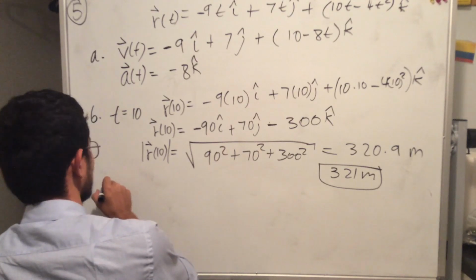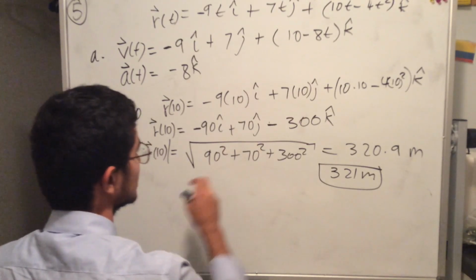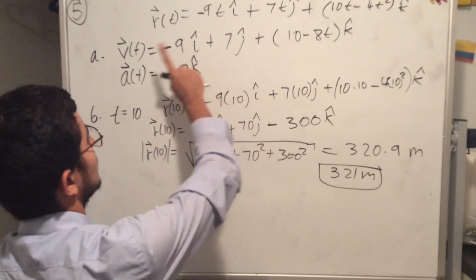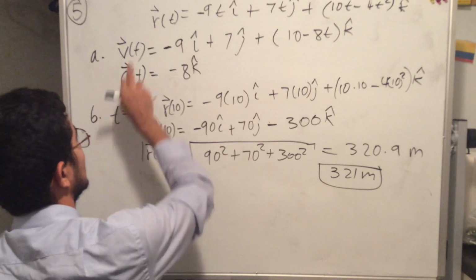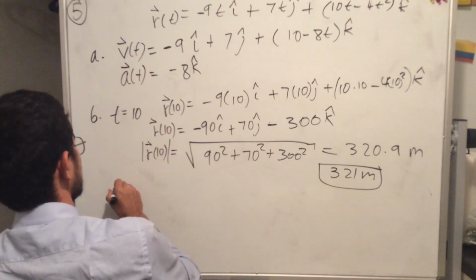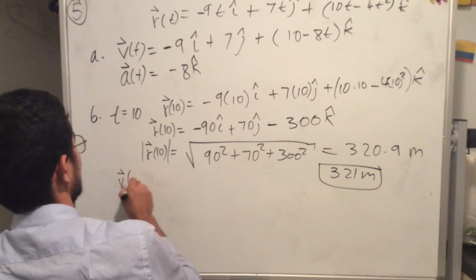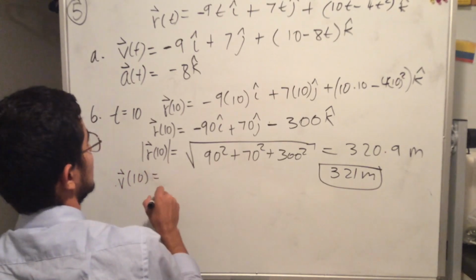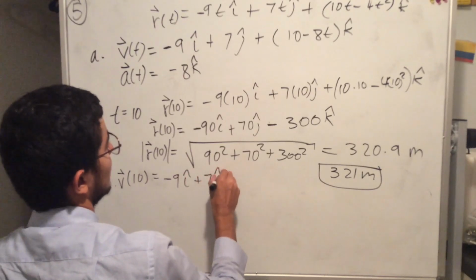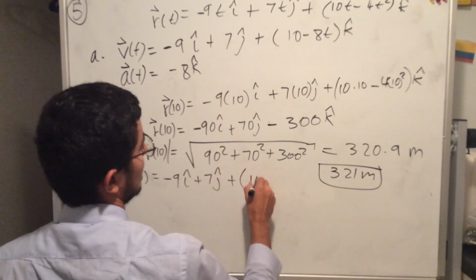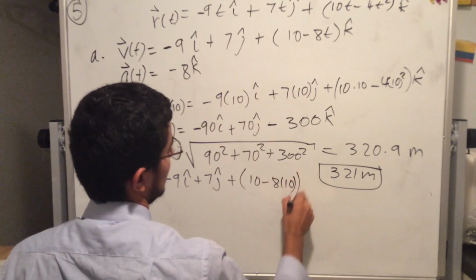So let's do now the velocity. We're going to find the velocity, so we have to look at the velocity vector function. We have to evaluate it at t equals 10. So v of 10 is equal to negative 9 i hat plus 7 j hat plus 10 minus 8 times 10 k hat.